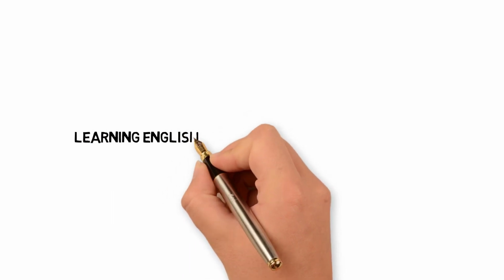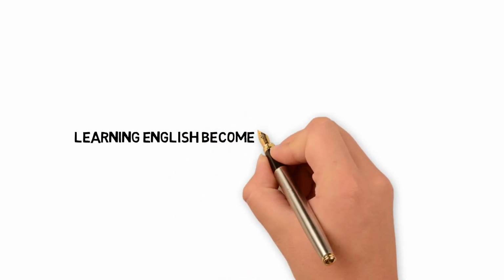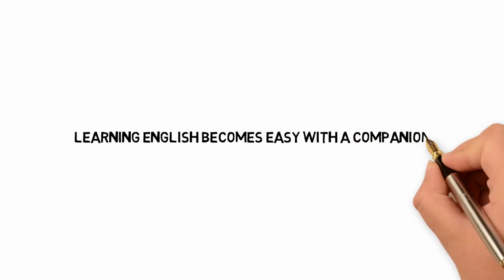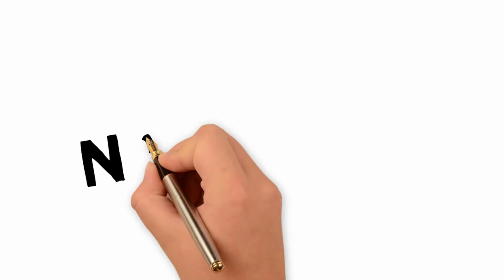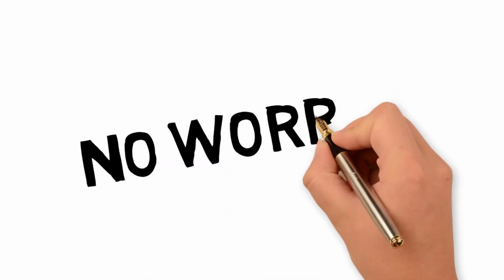The fourth step, get an English-speaking friend or partner. Because it's always easier to improve English with a companion, especially if he or she is a native speaker. If you don't have an English partner, no need to worry.